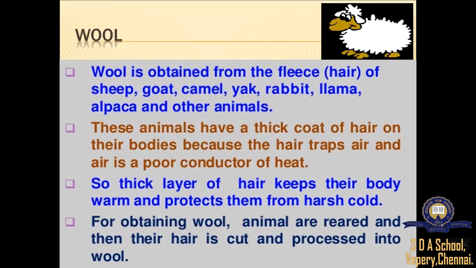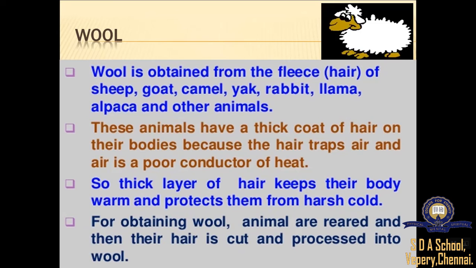Shearing is done by using a pair of scissors or electrically driven shears. Bad shearing lowers the price of the wool, so they will use a well-trained person for shearing. This is done, as far as possible, at one go, not in clumps.